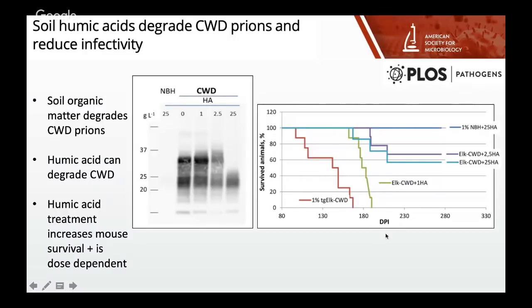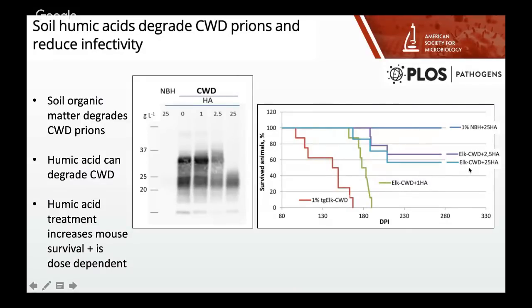So this is a very slow acting process whereby the proteins must first cross into the central nervous system and then begin the activity of misfolding some of the other proteins. But with addition of humic acid, they were able to extend the lifespan of those mice that were infected with the chronic wasting disease prions.